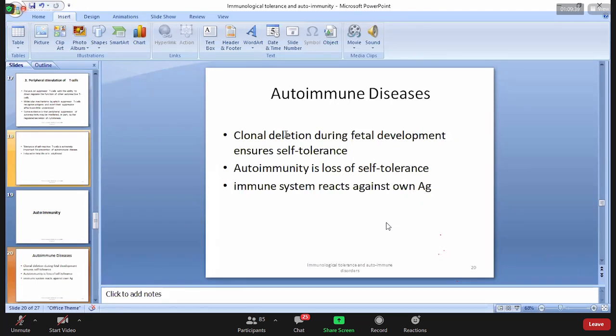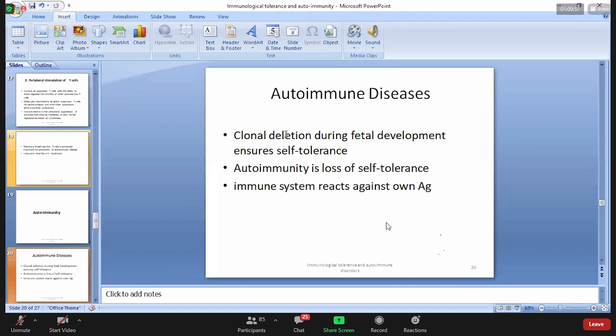So it means it is retained. Positive selection means retention, okay? But if it reacts, then it is negatively selected. It means it is deleted. You understand? Yes, doctor.